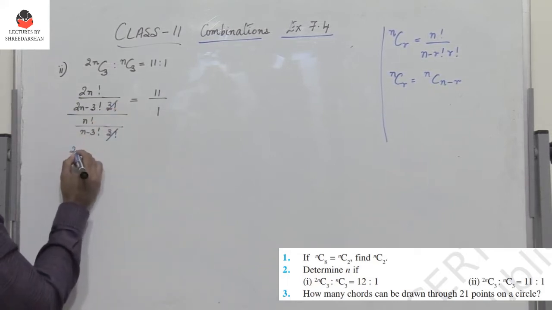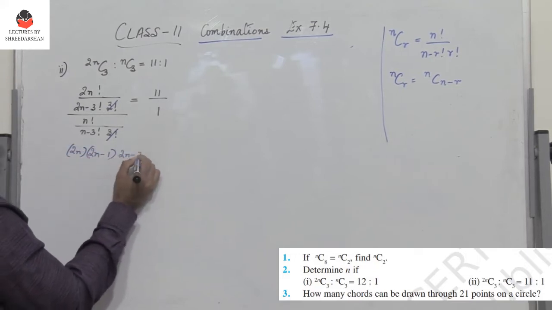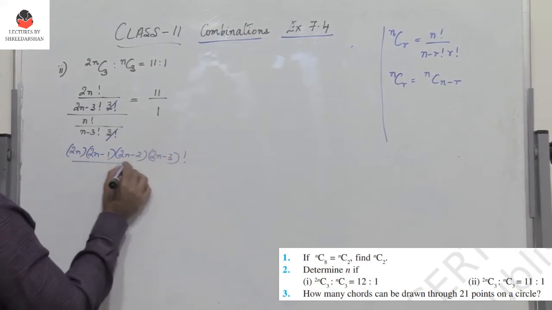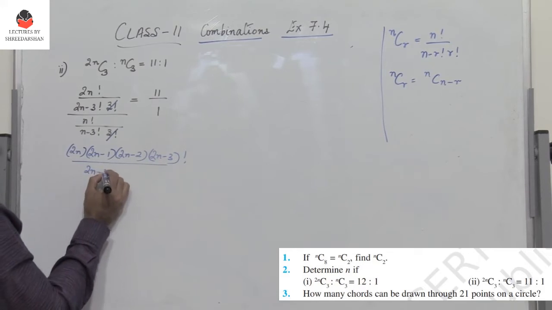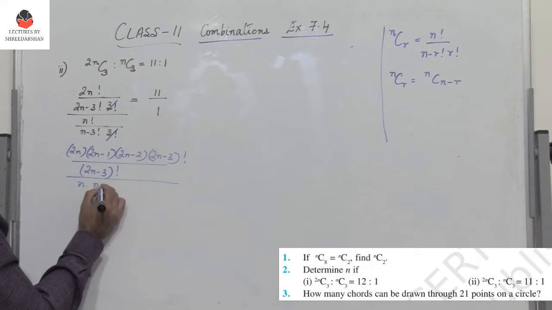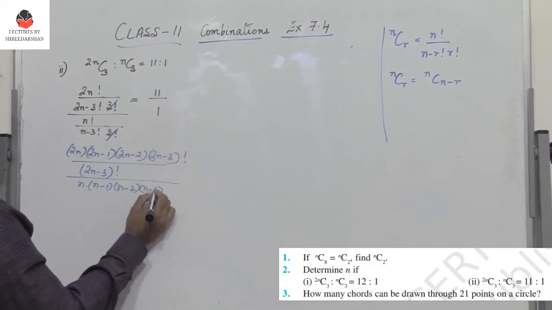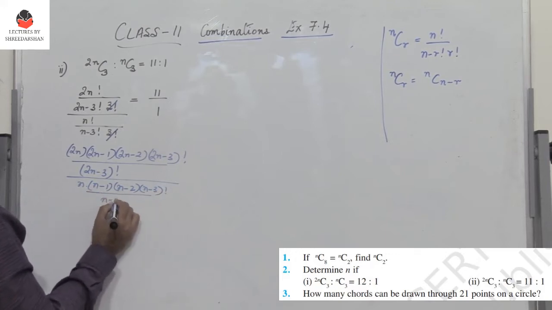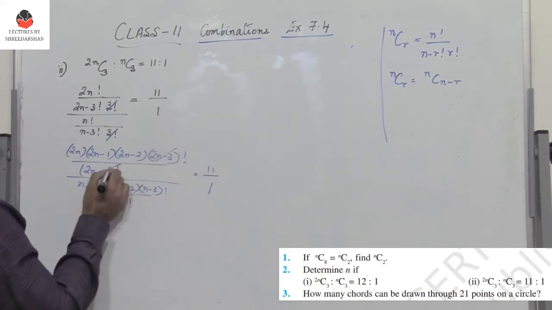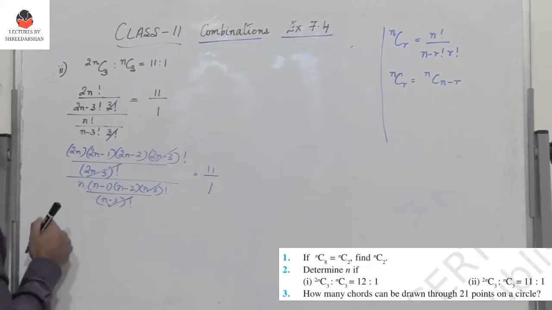2n factorial can be written as 2n into (2n minus 1) into (2n minus 2) into (2n minus 3) factorial, divided by (2n minus 3) factorial here. The whole divided by n into (n minus 1) into (n minus 2) into (n minus 3) factorial, divided by (n minus 3) factorial, equals 11 by 1. So (2n minus 3) factorial gets cancelled, (n minus 3) factorial gets cancelled, right?